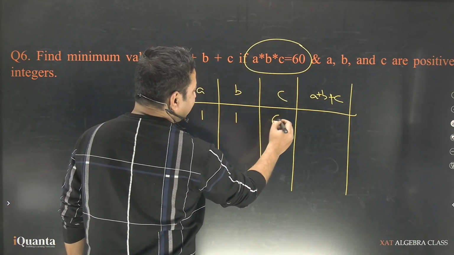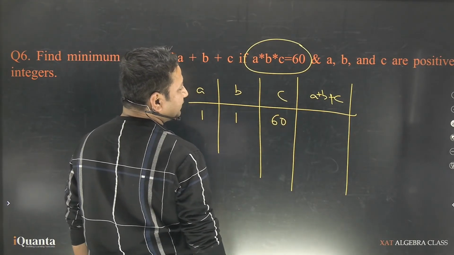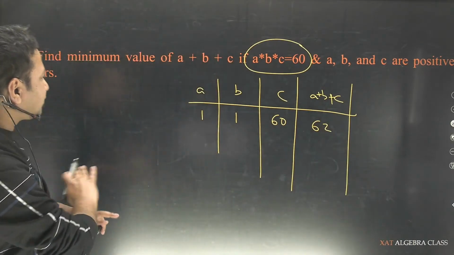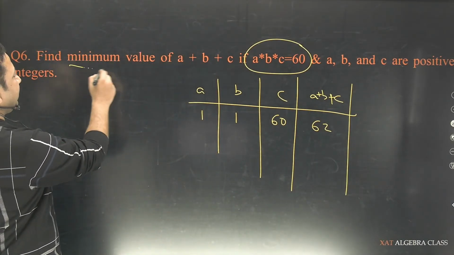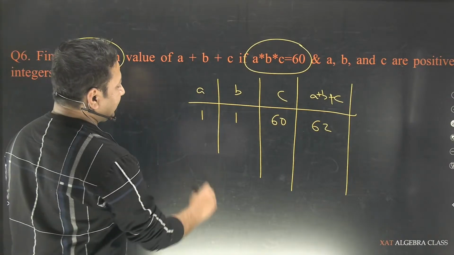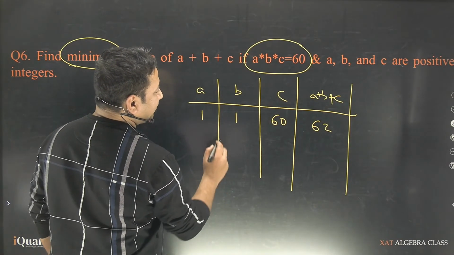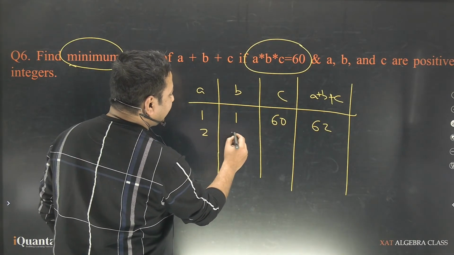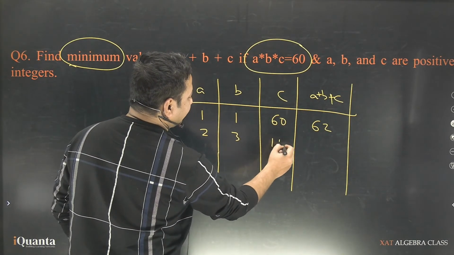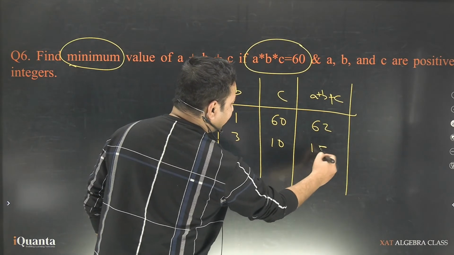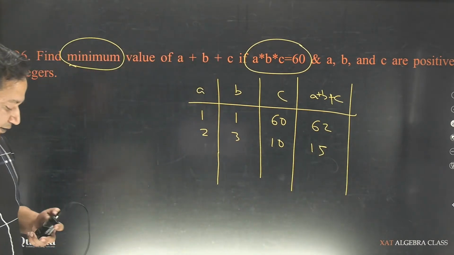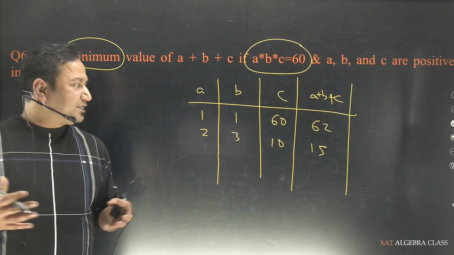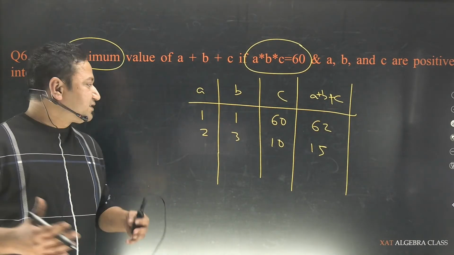If I'm putting it as 160, then I'm getting 62. So when they're as far as possible, we'll be getting the maximum value. And here, if I make it as close as possible, for example, 2 multiplied by 3 multiplied by 10, what do I get now? I get 15. So if you look at the pattern, what is happening? As the values are coming close to each other, we are getting minimum sum.